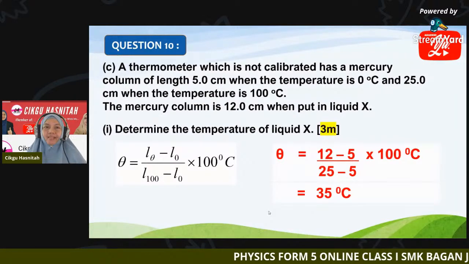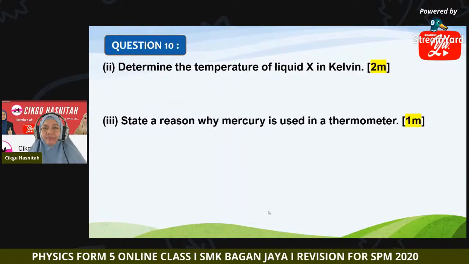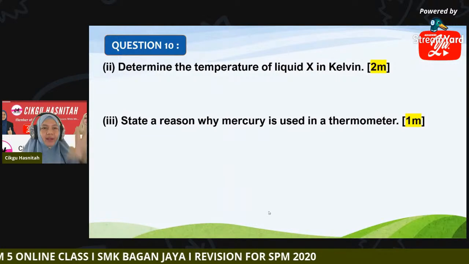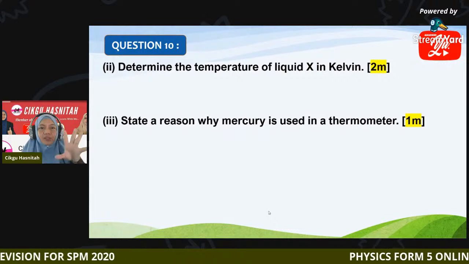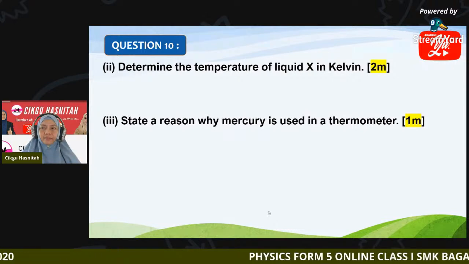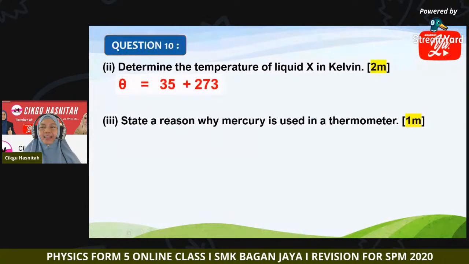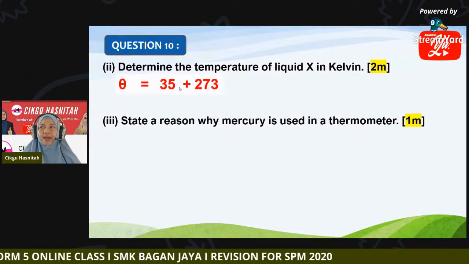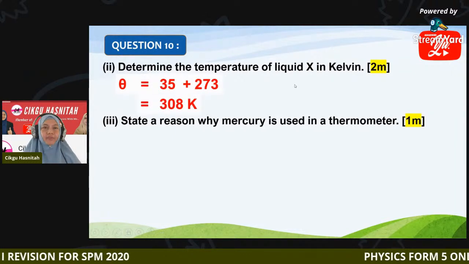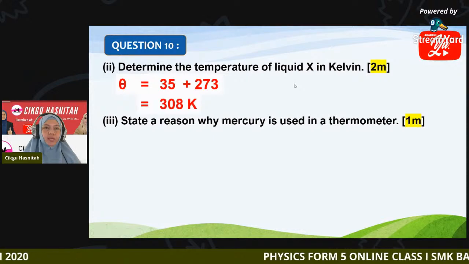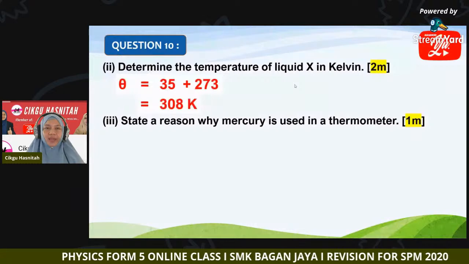Okay. Next, determine the temperature of liquid X in Kelvin. Now the temperature is 35 degrees Celsius. How to convert degrees Celsius into Kelvin, class? So this is very easy. Theta in Kelvin is 35 plus 273, which means 308 Kelvin. Okay, 2 marks, 308 Kelvin.